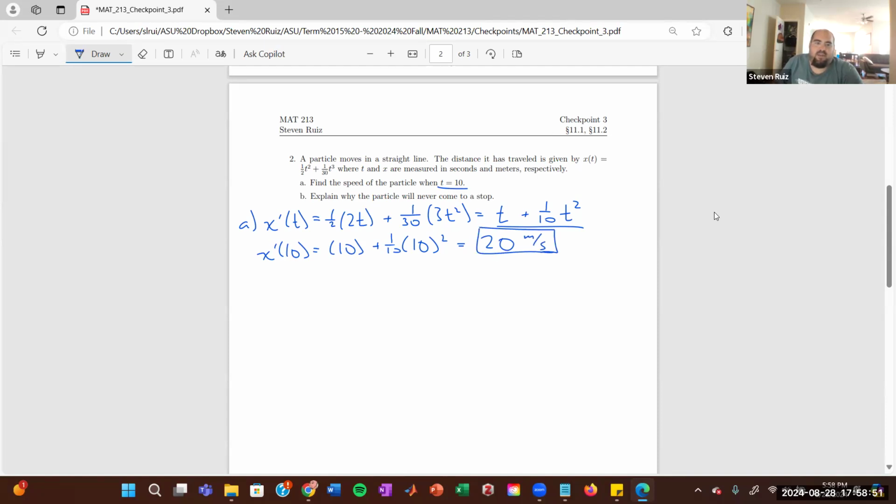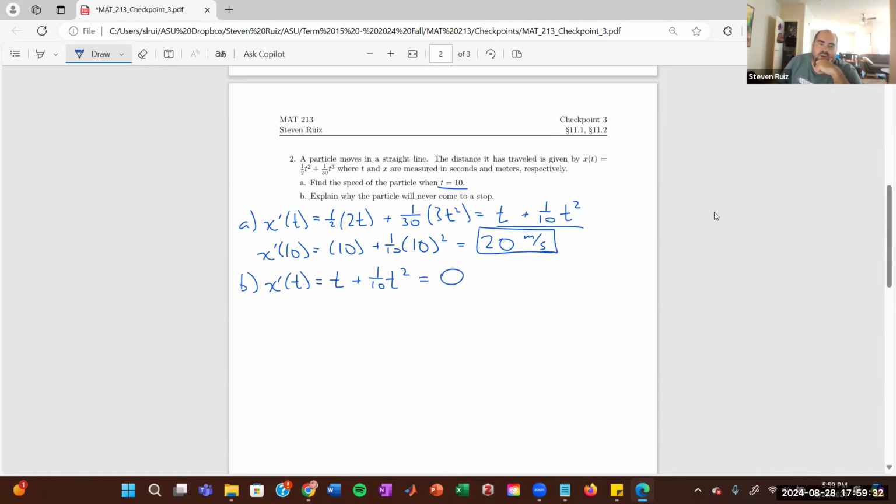And then part B, explain why the particle will never come to a stop. There's a lot of ways to do this, but let me write down the derivative again. X prime of t is equal to t plus 1/10 t squared. Let's first think about it this way. What would it mean for the derivative for the particle to come to a stop? If the particle stopped, that means its distance would stop increasing. The distance would stop changing. So basically the instantaneous rate of change of this function x would be 0.